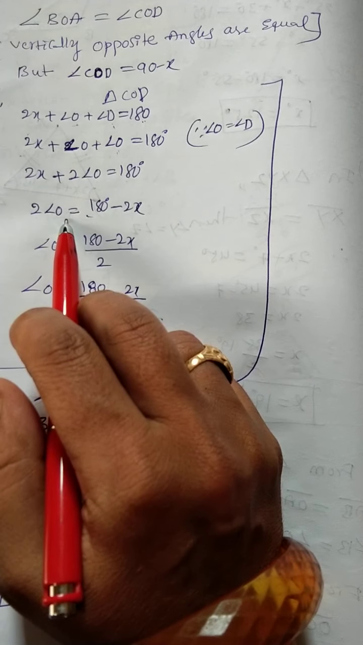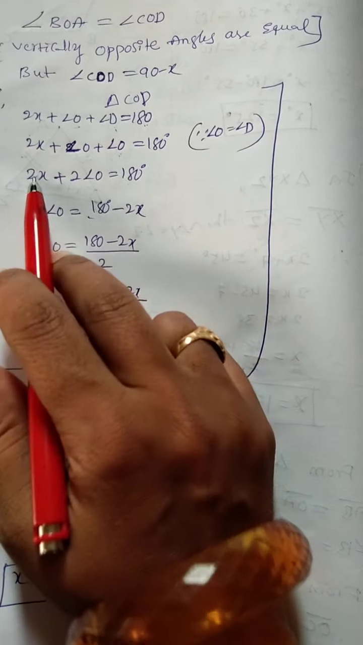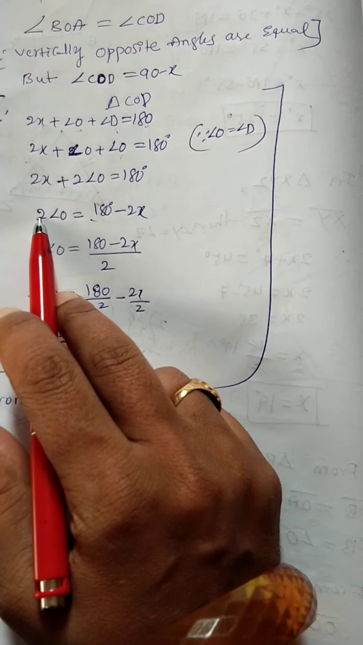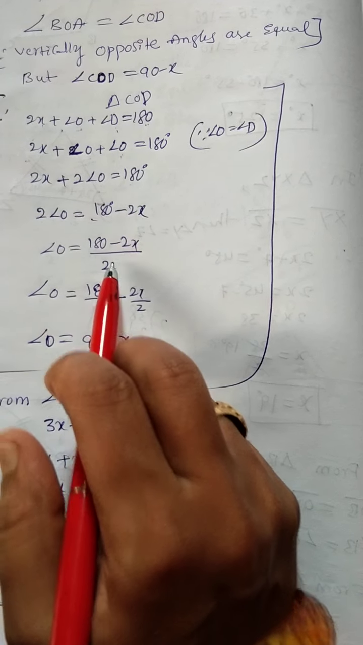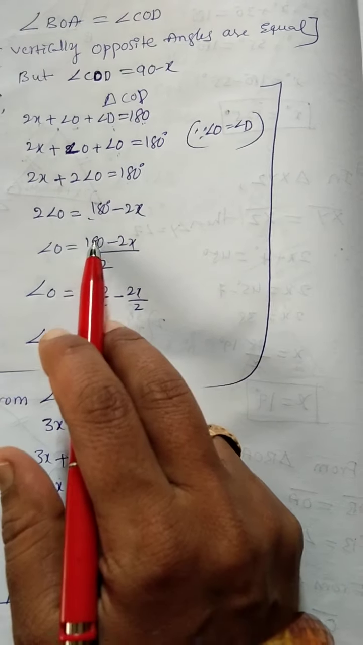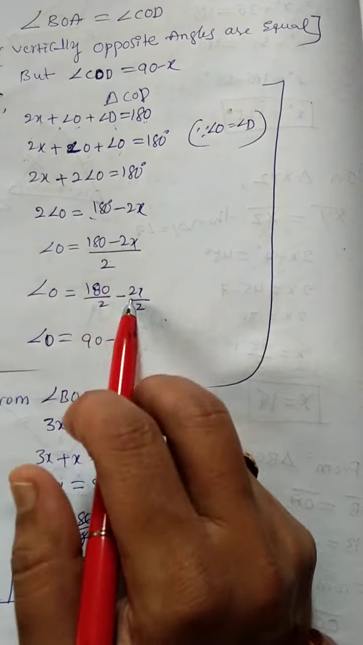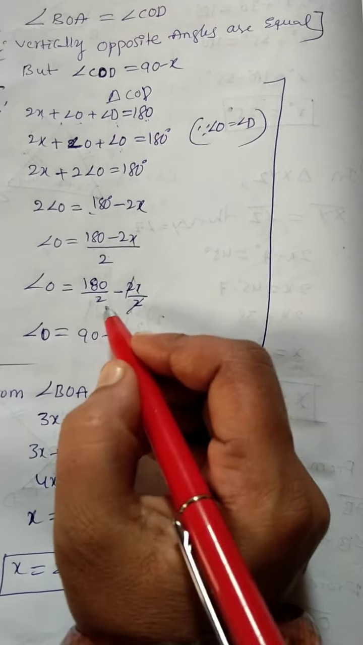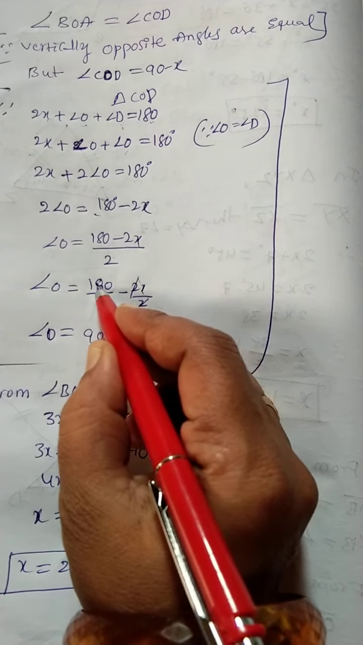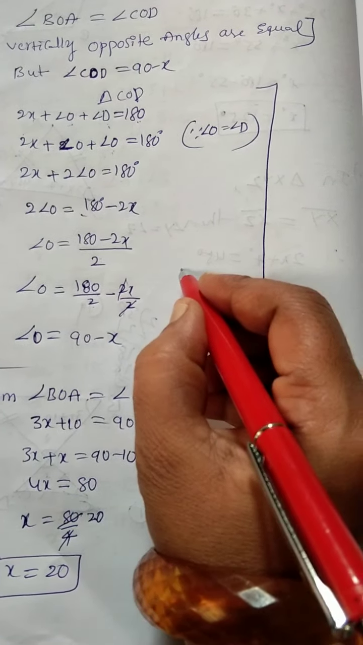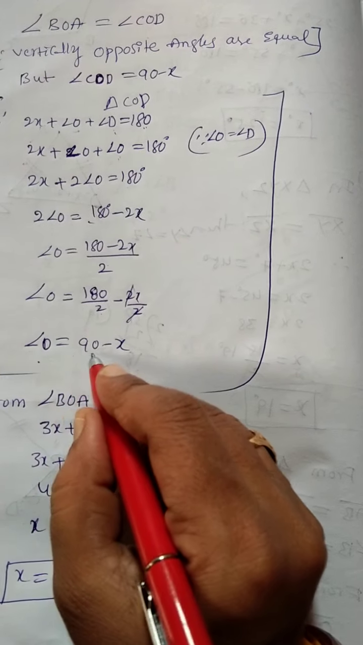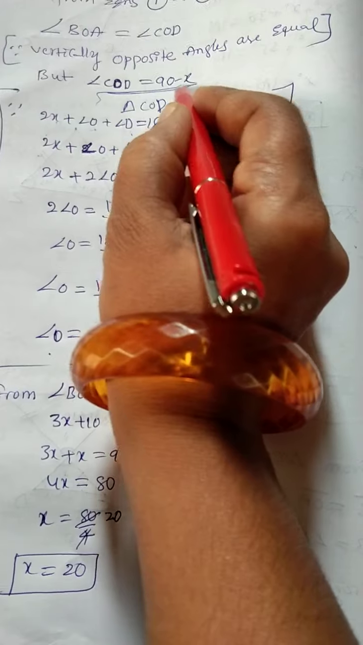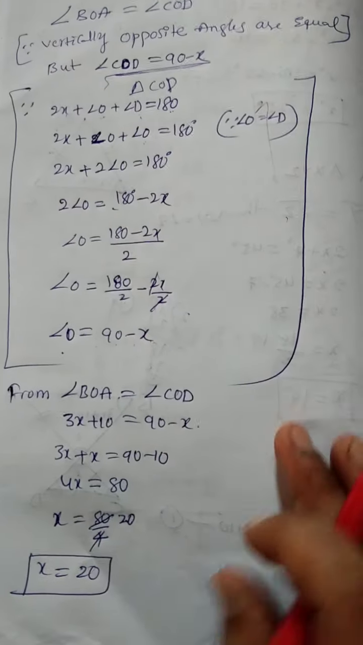Okay, 2x plus 2 into angle O is equal to 180. 2 into angle O, transpose of plus 2x will become minus 2x. Angle O is equal to, transpose of multiplication will give division. Angle O is equal to, separately I am taking, 180 by 2 minus 2x by 2. Okay, 2 will get cancelled here. Here 180 by 2 means 90. Okay. So angle O is equal to 90 minus x. That's how I should take this 90 minus x. This is the reason. Okay.